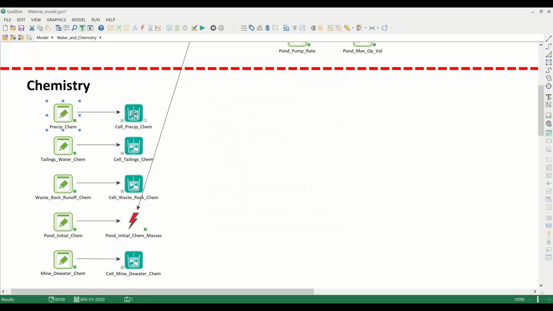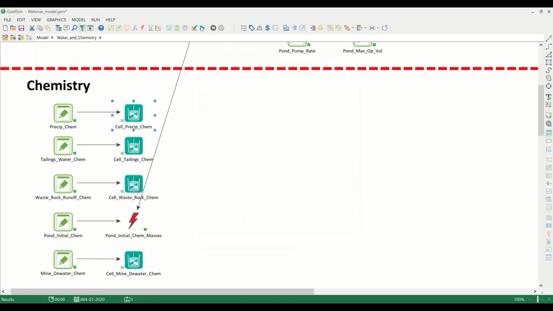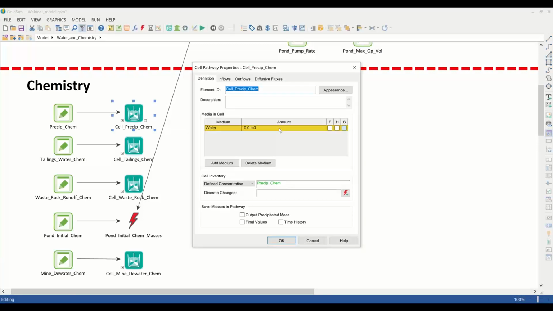So I have linked this over to a cell pathway element. And the reason I do this is this sort of defines the chemical sources that are going to mix in the pond. And I'm going to go back to edit mode here before I open this thing up again.